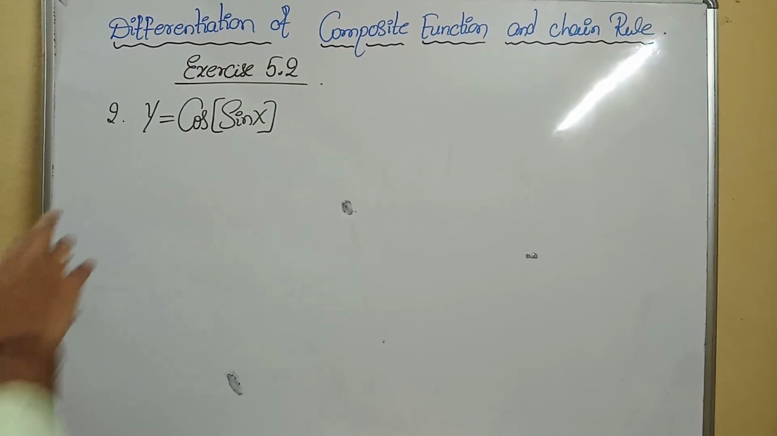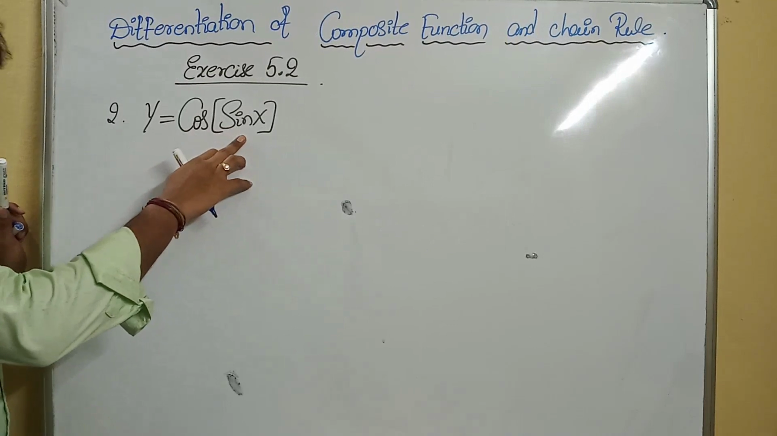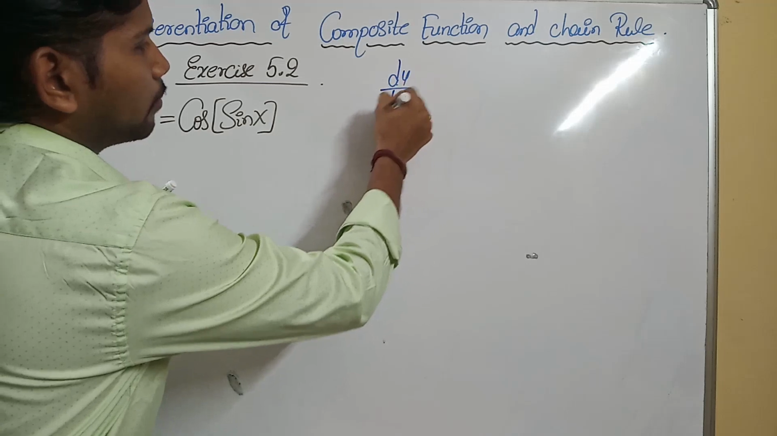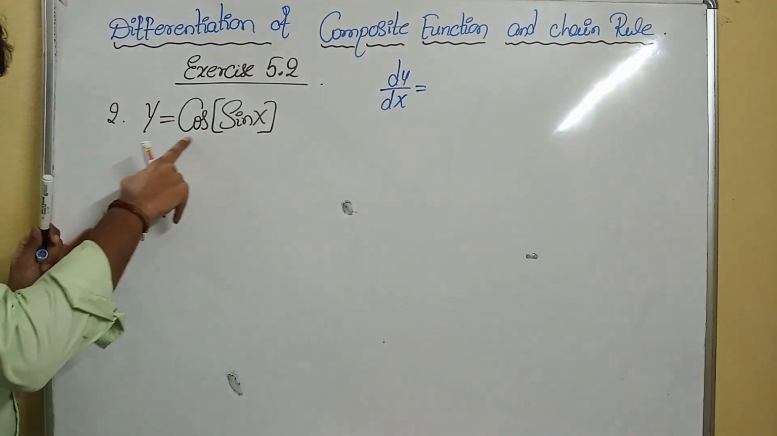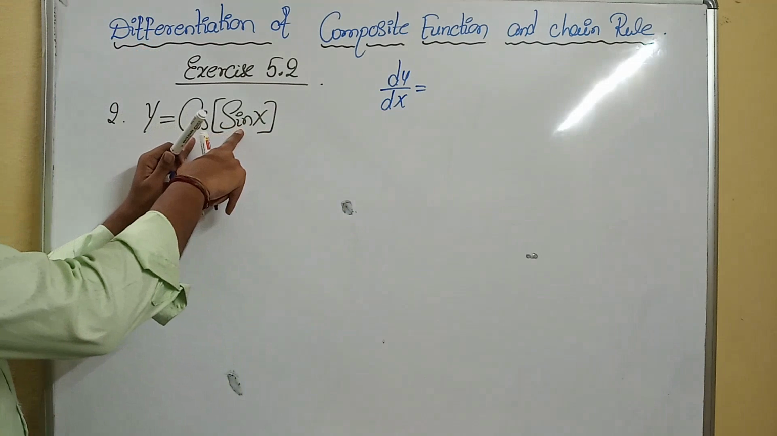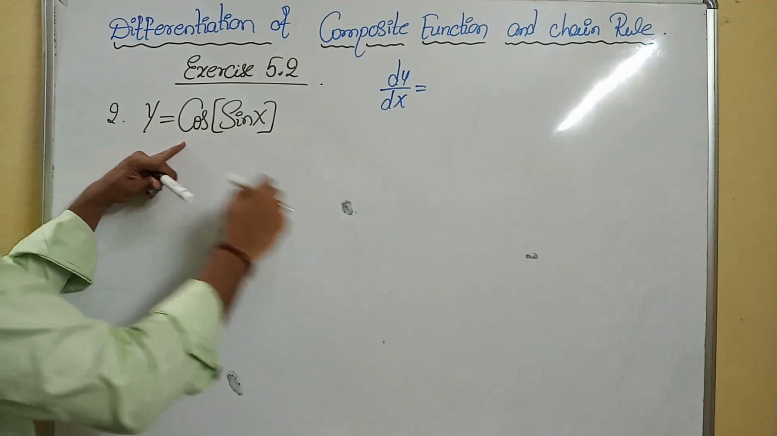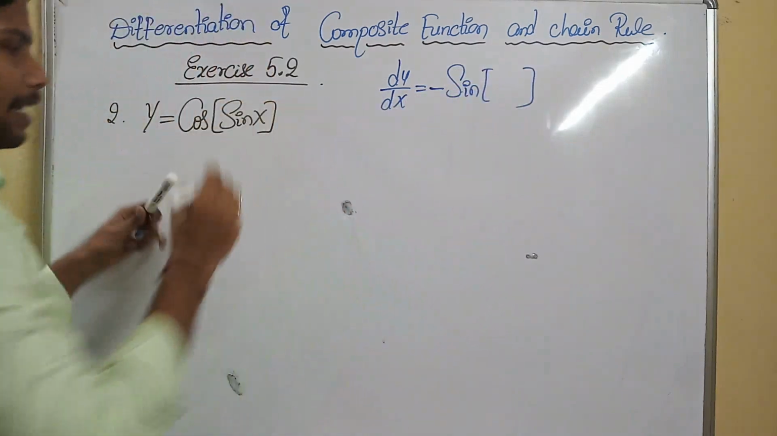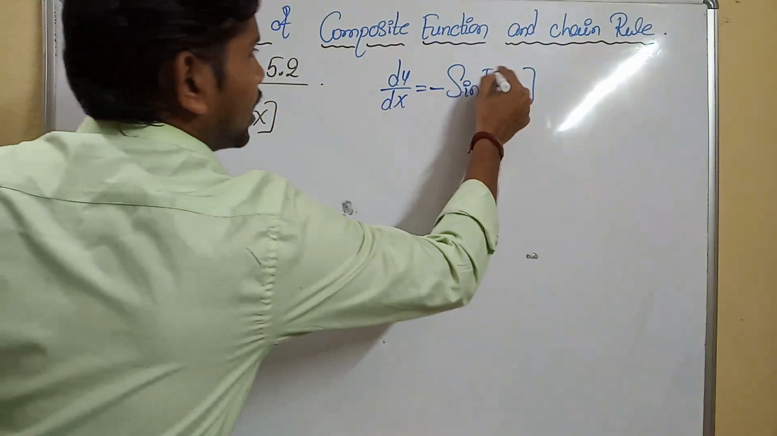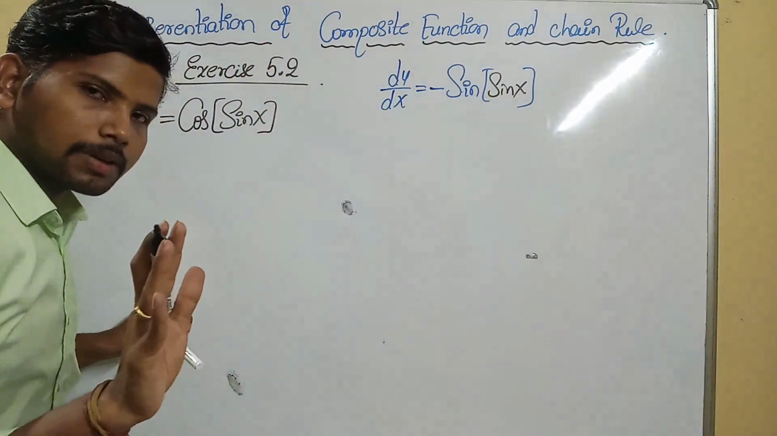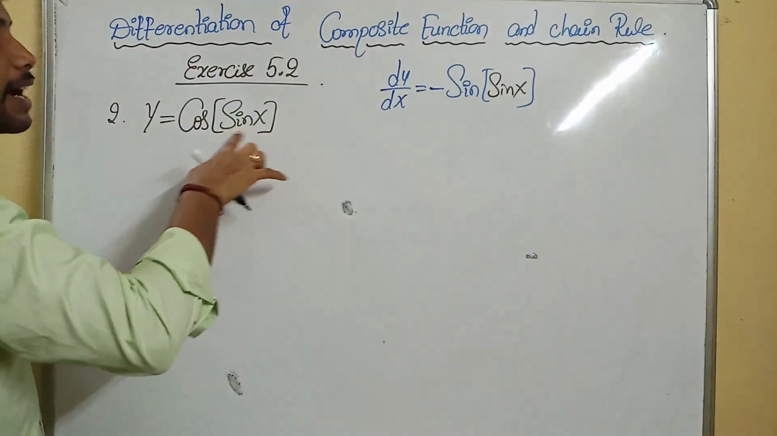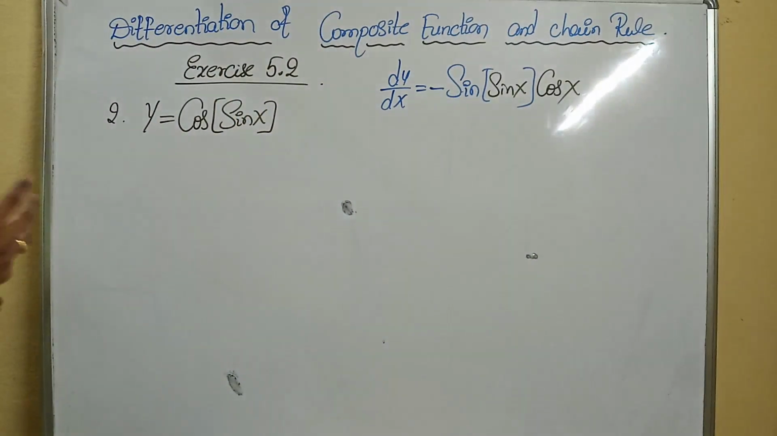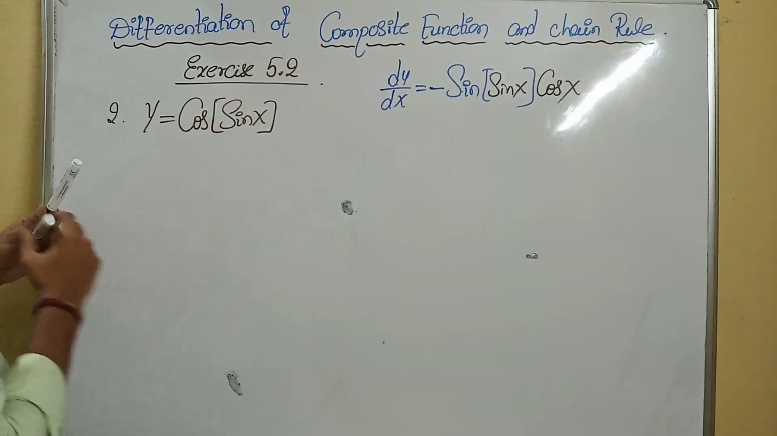Next problem is y is equal to cos of sine x. If you'd like to write directly, how would I write? dy by dx is equal to, what is the outside function? Cos is the outside function, and sin x is in the angle place. The derivative of cos is minus sine of whatever the angle is, so I write sine x. Understood the part clearly? Now what is the derivative of the inside angle? The derivative of sine is cos of x. This is the answer, written directly.